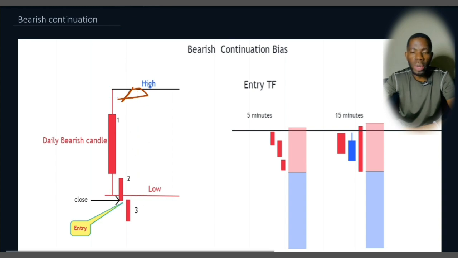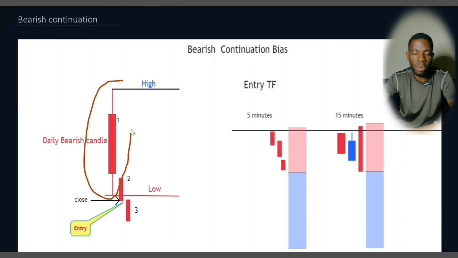So what we are looking at here is, first of all, this candle here. We are looking at the formation of this first candle, the full day. This candle formed the full day. It opened here and closed here, but it formed a low price here. So we are looking to sell in this bearish continuation bias.